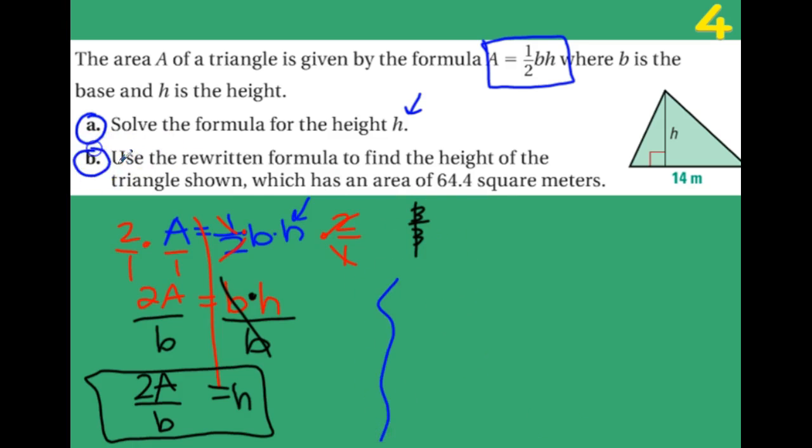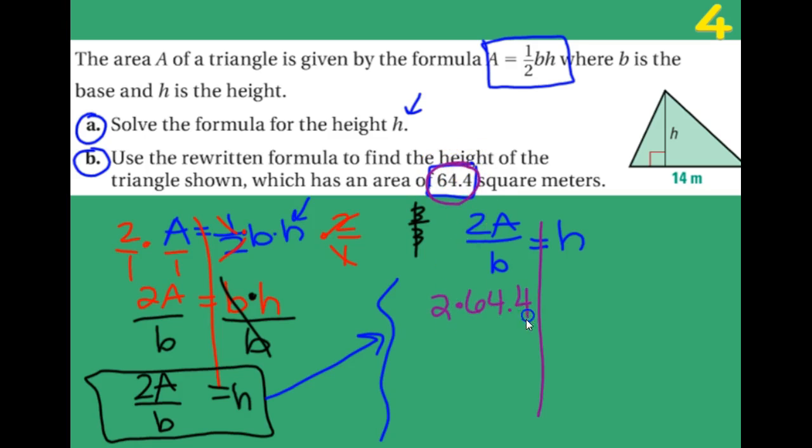Now it says, part B, use the rewritten formula, this one here, to find the height of the triangle shown. Find h, the triangle has an area of 64.4 square meters. So I'm just going to rewrite it. It says 2A over b equals h. So we know 2 times the area they just told us was 64.4. We're going to divide that by the base, which over here is 14.